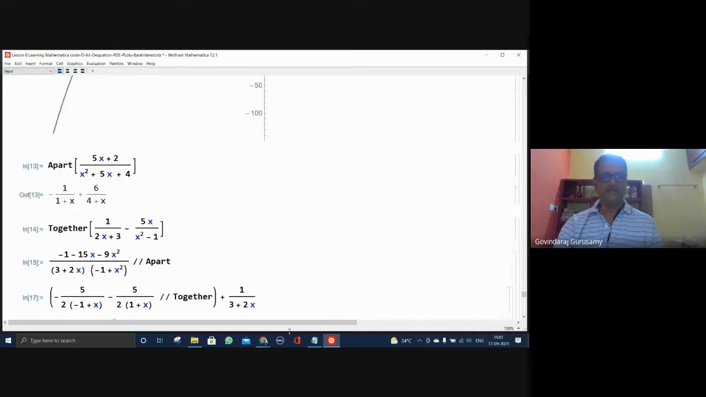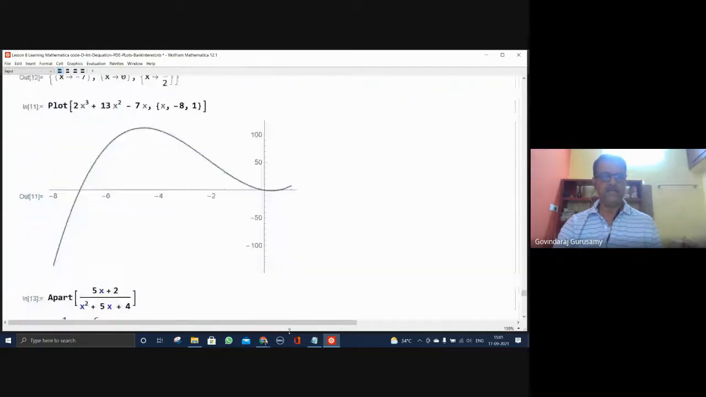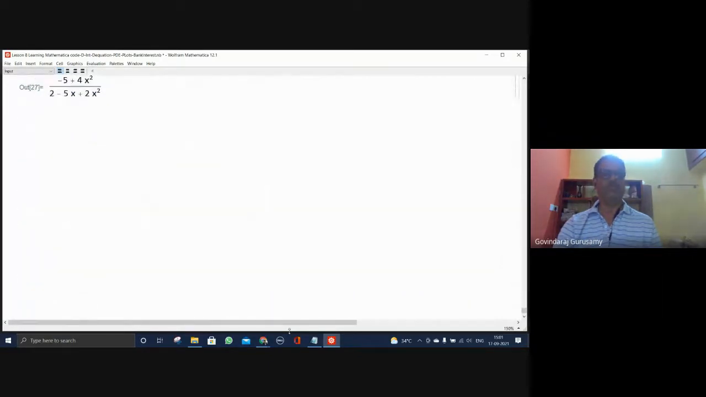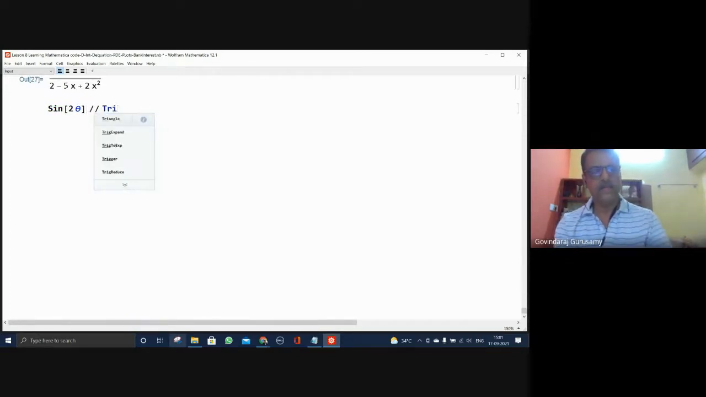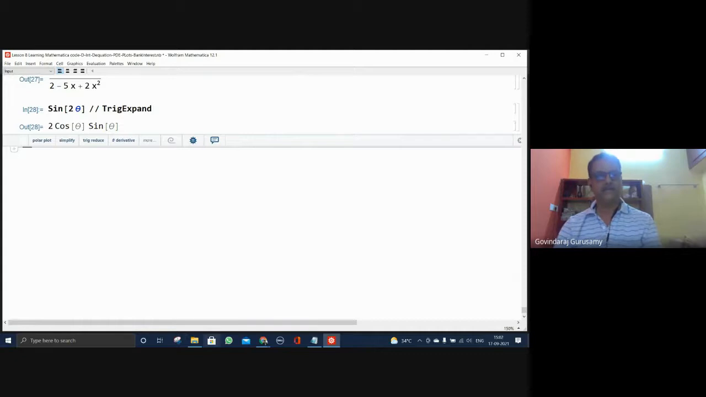Okay, so you can see that there are many commands available. You can do the same thing with trigonometry also. With trigonometry you can also do expand. Let me try sine of 2 theta. Is it possible to do something on this? Trig expand. Just expand it now. Fine. Okay.